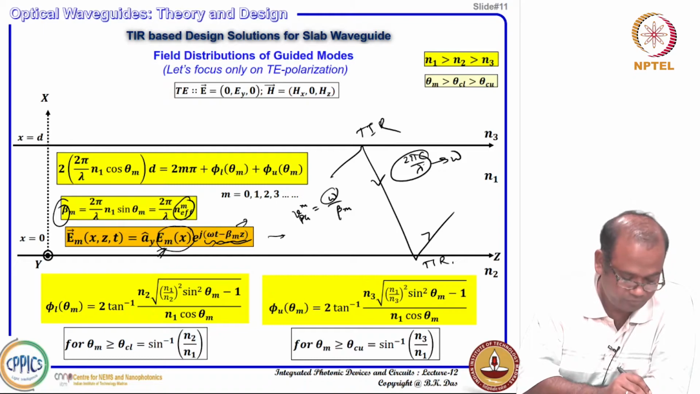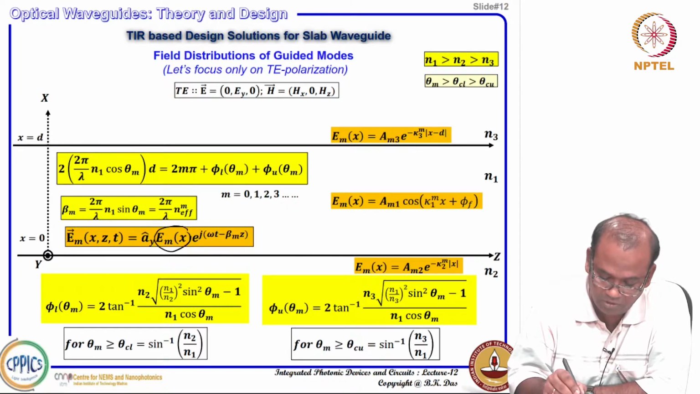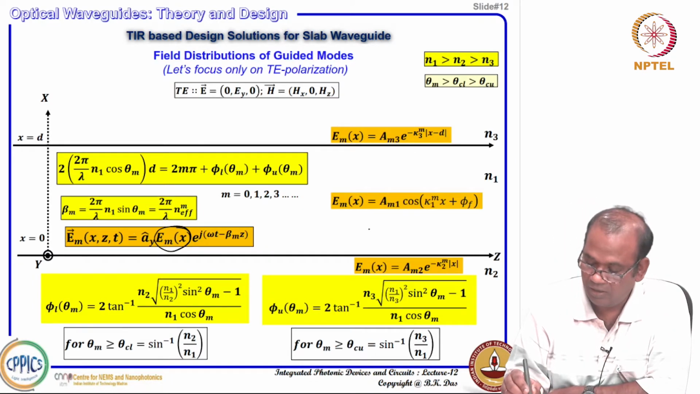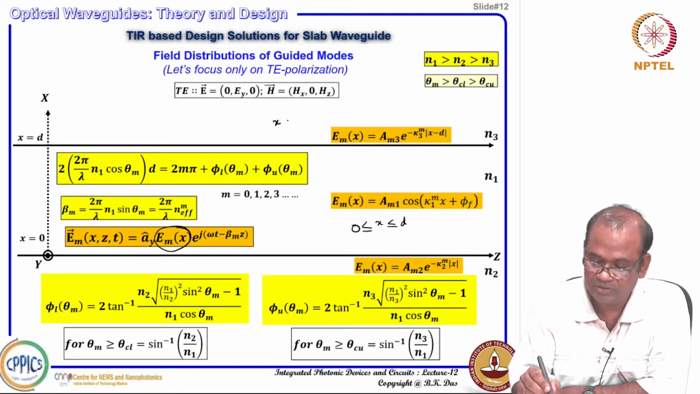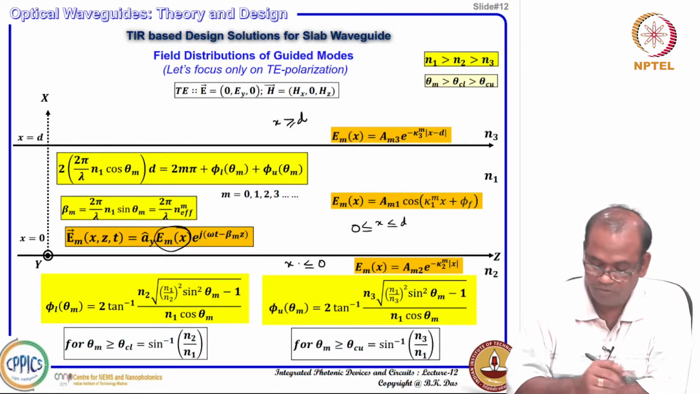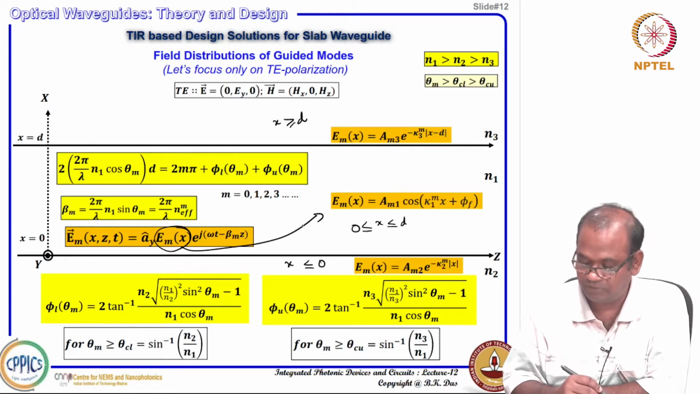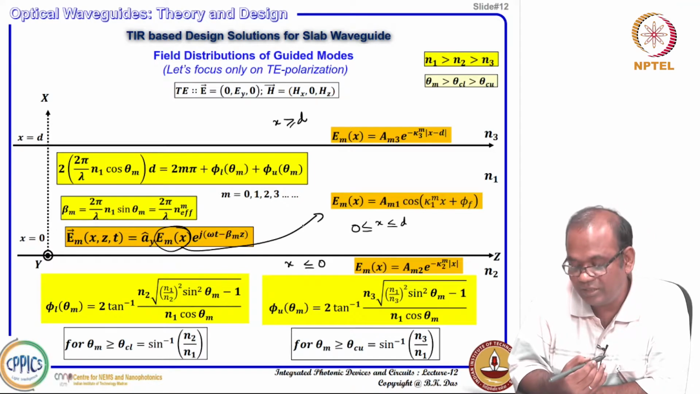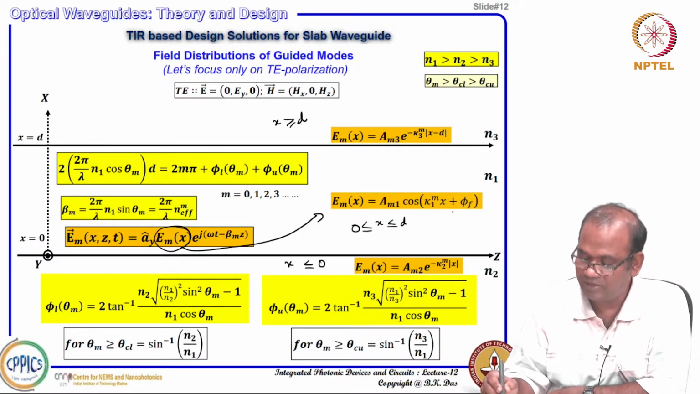Okay. Now I want to see what this distribution would be in the region x less than d and greater than or equal to 0, and when x is greater than or equal to d and x less than or equal to 0. As I know, this function in this region is a standing wave type. So, a standing wave you can represent in terms of cosine or sine function, right. So, cosine and sine functions we can write like this.